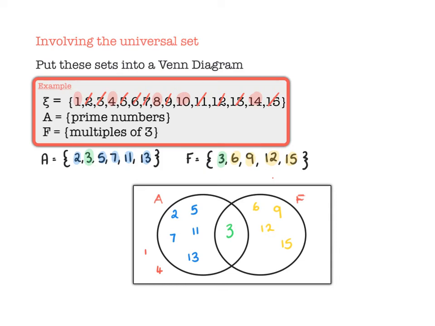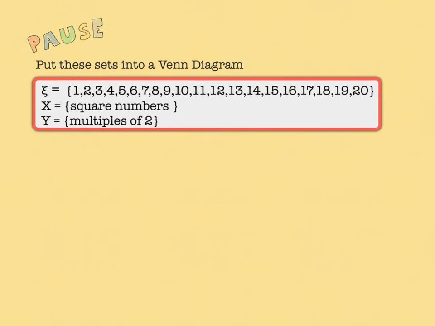So that's why your Venn diagram always needs to have a rectangle around it, so that we've got our extra numbers from the universal set. Okay, same thing as before, pause the video and have a go at this example question with the universal set.